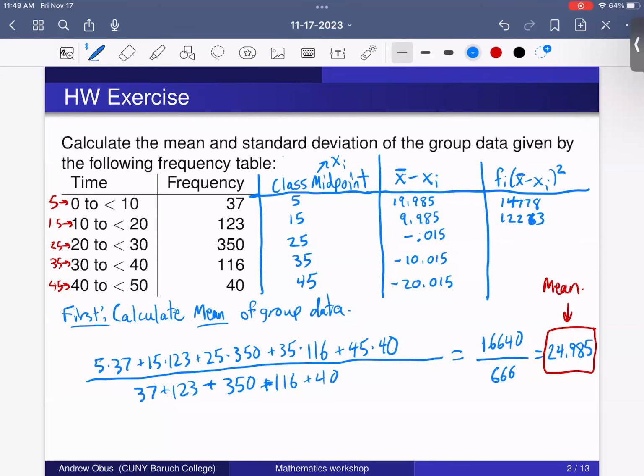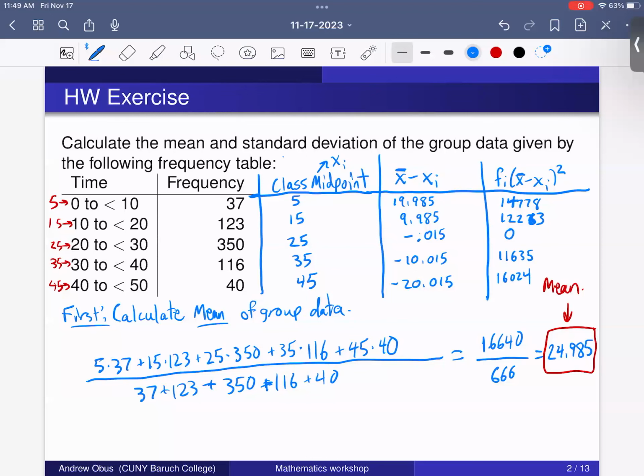That's going to be 122,663. Then I have 350 times minus 0.015 squared. That's going to be essentially 0, comes out to more or less nothing. Then I have 116 times negative 10.015 squared, that's going to be 11635. And lastly, I have 40 times 20.015 squared, and that's going to give me 16024.